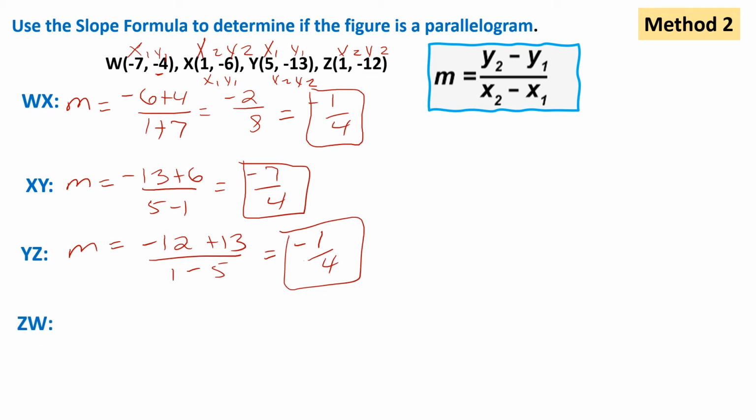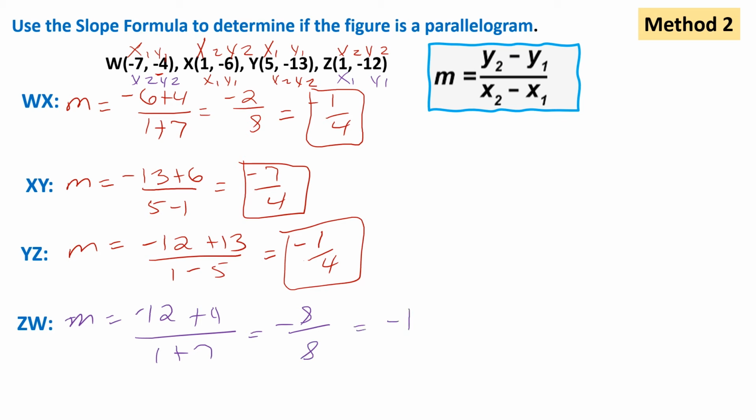And then last I want to do ZW. So change the color here. X1, Y1, and X2, Y2. And so that would be M equals negative 12 plus 4. I have that double negative. And 1 plus 7 is equal to negative 8 over 8. That reduces to negative 1.